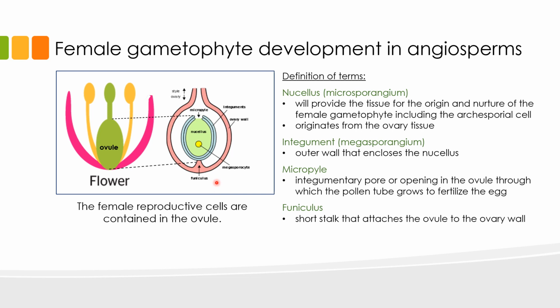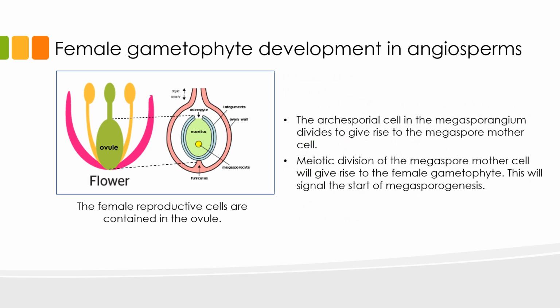Aside from the integument, micropyle, and funiculus, we also have a structure known as the nucellus. The nucellus provides the tissue for the origin and nurture of the female gametophyte, including the archisporial cell. What is the function of the archisporial cell? The archisporial cell is the cell that divides to give rise to the megaspore mother cell. Meiotic division of the megaspore mother cell will give rise to the female gametophyte. This will signal the start of megasporogenesis.